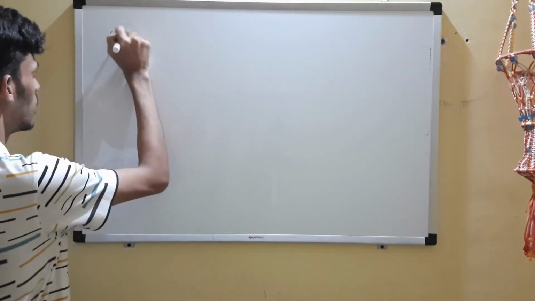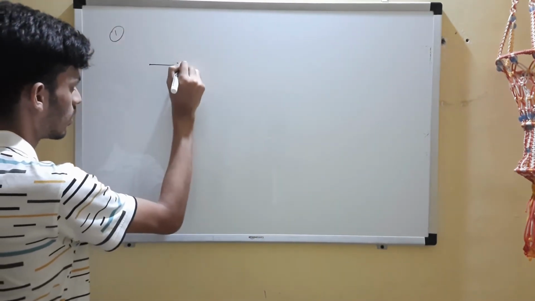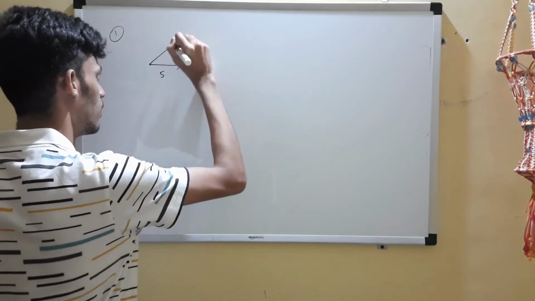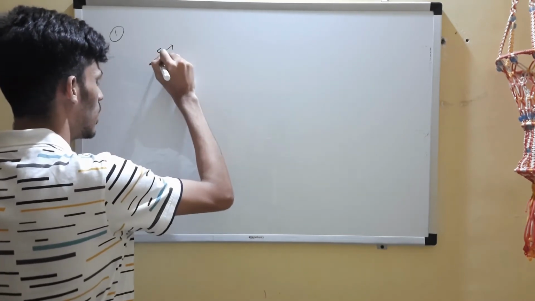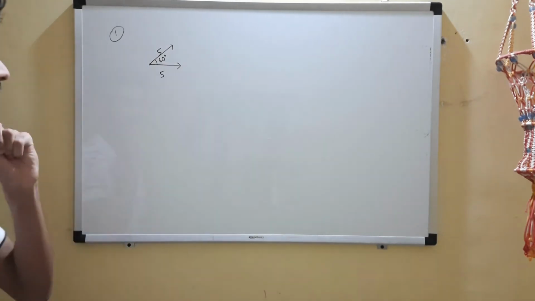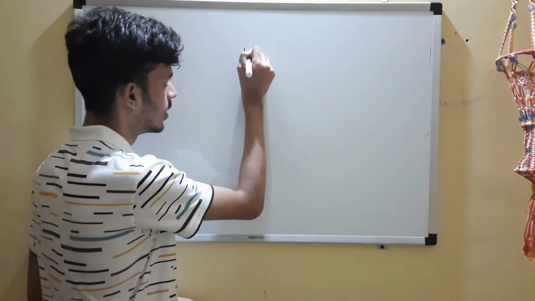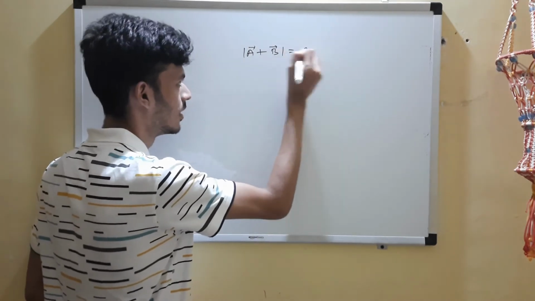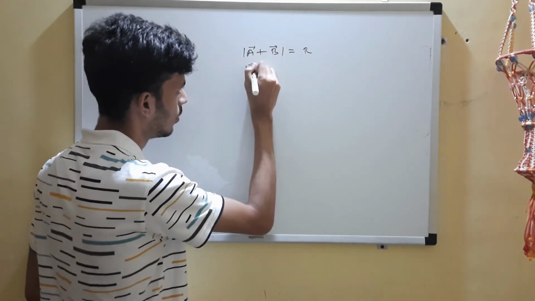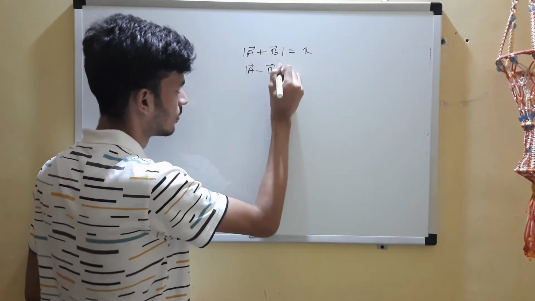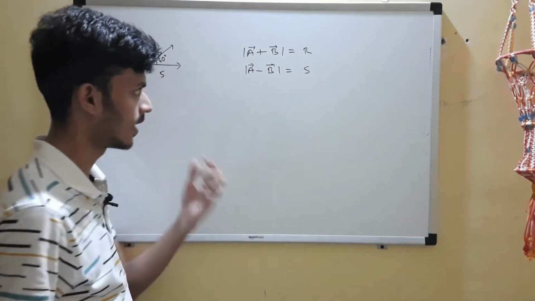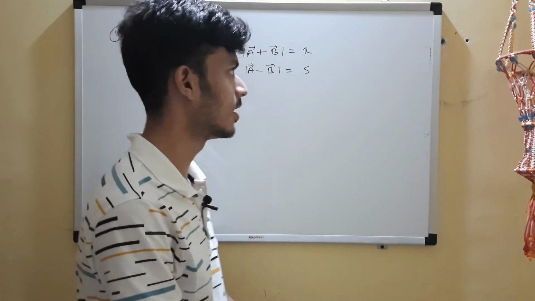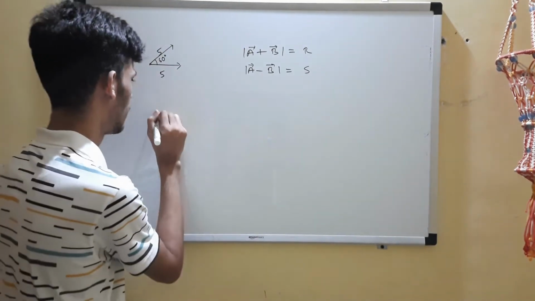So first problem, we have two vectors, each of magnitude 5 and 5, and they are at an angle of 60 degrees. You are supposed to find the resultant magnitude of their addition, which is r, and the magnitude of the subtraction, which is s. You have the formula for both, just apply it.